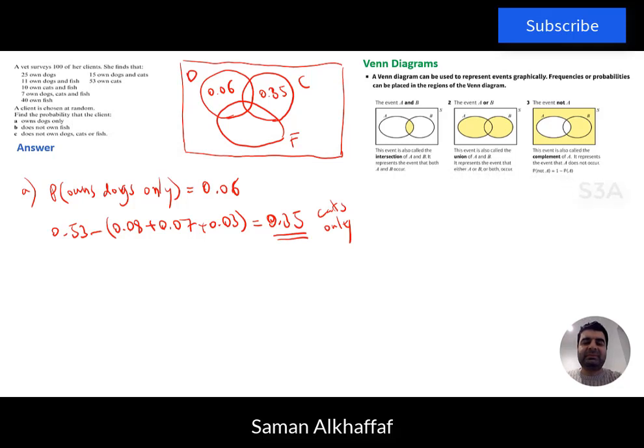For the intersection between dogs and cats, that intersection comes from 0.15 taken away from 0.07. So we have 15 cats and dogs, taken away from the range which is cat, dogs and fish. That will give us all the cats and dogs intersection, so that will give us 0.08, which is cat and dogs.